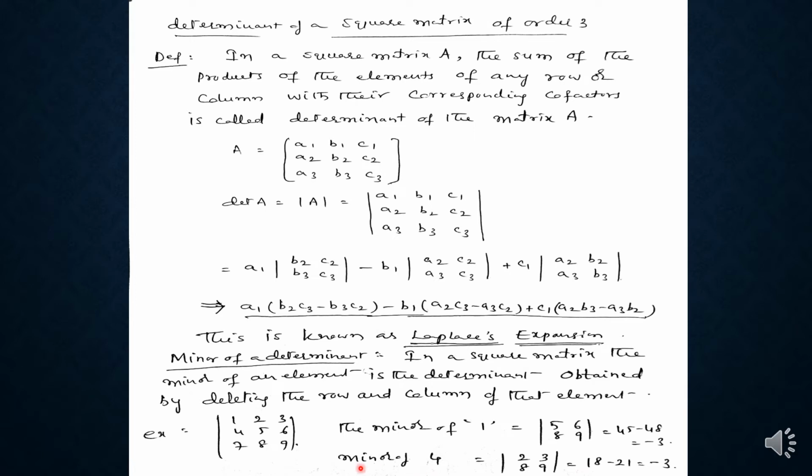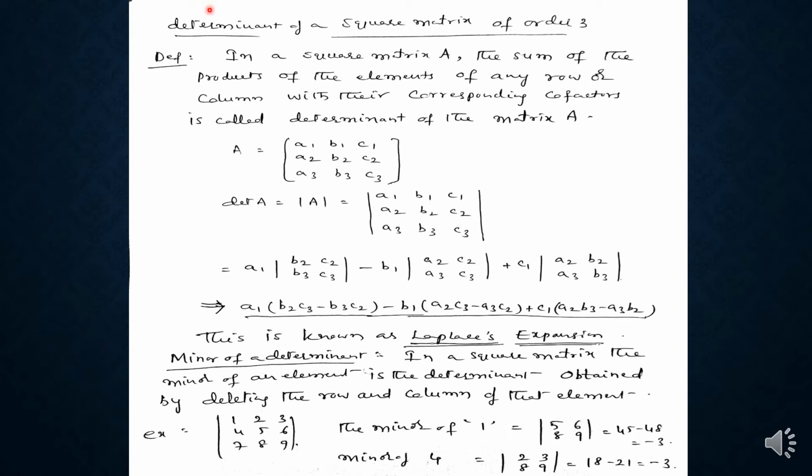Similarly, the minor of 4: by deleting its column and row, we will get 2, 3, 8, 9. 9 into 2, 18, minus 24, that is equal to minus 6.